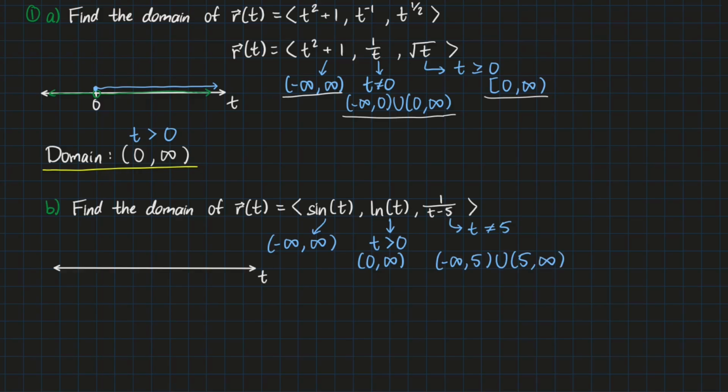So for sine of t, the domain is all real numbers. We don't need to restrict anything. For ln of t, all t values must be greater than 0. So if this is 0, we are looking at every value of t greater than it. And then for 1 over t minus 5, it's all real numbers except for t equals 5. So again, the domain of r of t is the intersection of the domains of all the functions. So that means the domain of r of t is for t values greater than 0 and excluding 5.